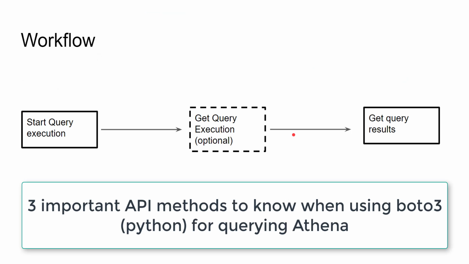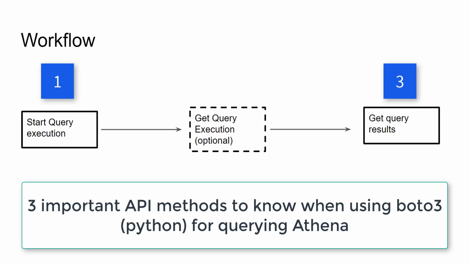Let's start with the basic workflow. So first of all, I'll be using the Python language in my Lambda function. So I'm using the Boto3 library. There are three particular methods that I have used in this Lambda function. The first one is start query execution, which triggers the query execution of your provided query in Athena.